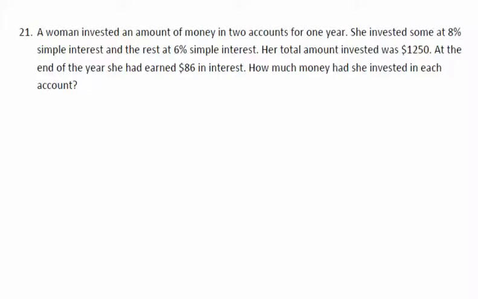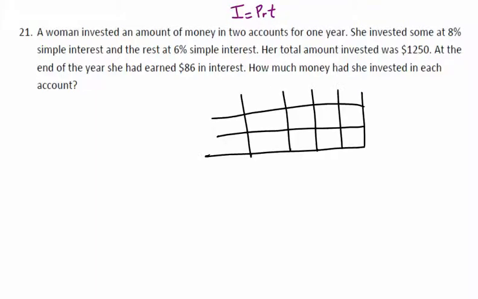In this problem, a woman invests an amount of money in 2 accounts for 1 year. Again, this tells us it's not just a simple plug-in of interest equals principal times rate times time, which is what we have here. Interest equals principal times rate times time, but we have 2 things going on. So we are going to set up a chart, only this time we're going to have 4 columns because we have interest equals principal, that's not an R, times rate times time.